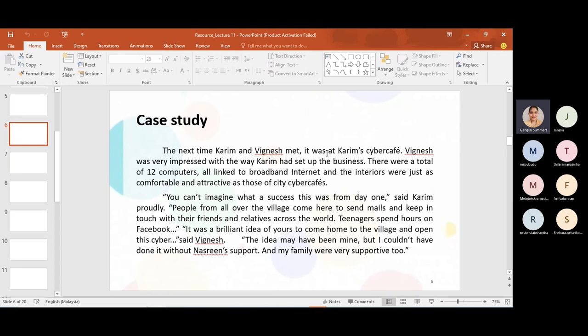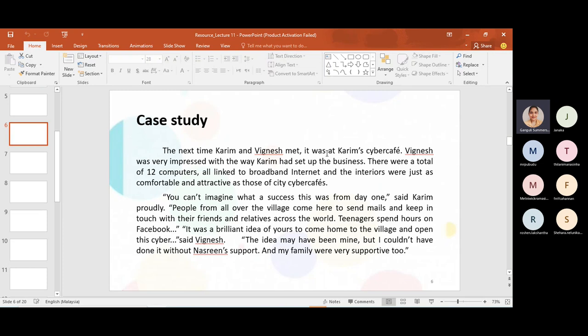So when they met at the cyber cafe, Vignesh was very impressed with the business that Karim was running. He was very impressed with Karim's cyber cafe. There were a total of 12 computers, and there was a broadband internet connection, and there were really nice interiors. So the cyber cafe looks really nice. Vignesh was very impressed with the way that Karim had set up his business.